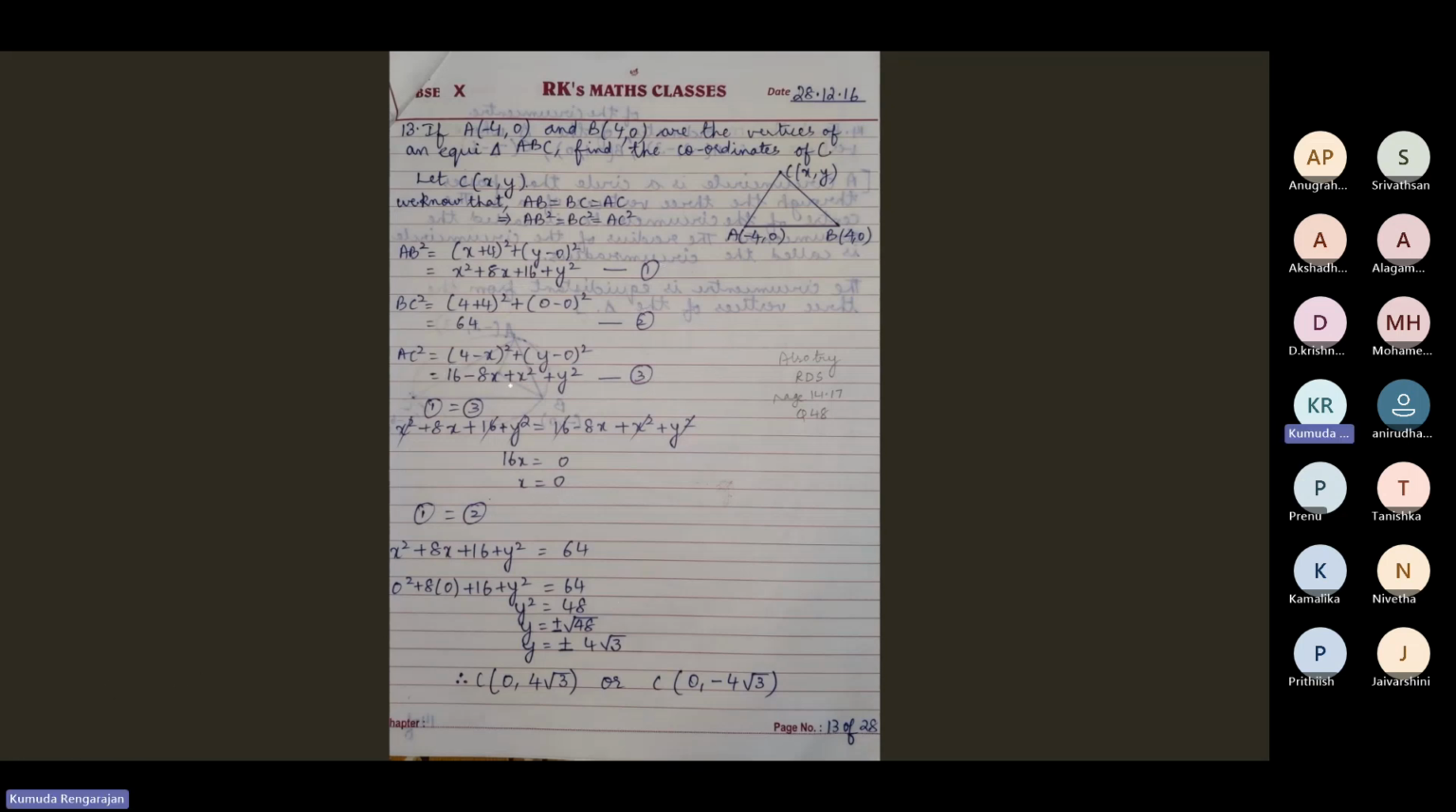So when you equate 1 and 3, you get the value of x. Then 1 and 2 I have done here. Use x as 0. So you get y square is equal to 48. Y is equal to plus or minus square root of 48. 48 is 16 into 3, which is 4 root 3. X is 0, y is plus 4 root 3, x is 0, y is minus 4 root 3. These are the two different coordinates of C.